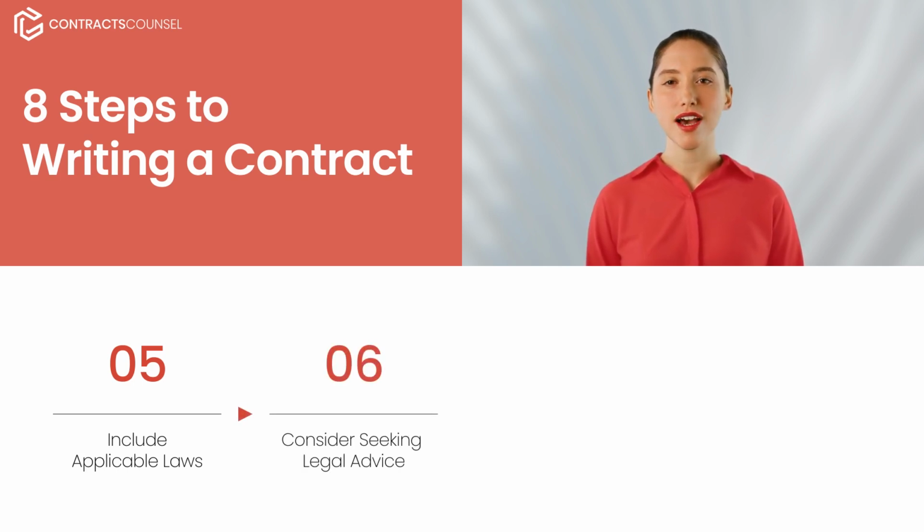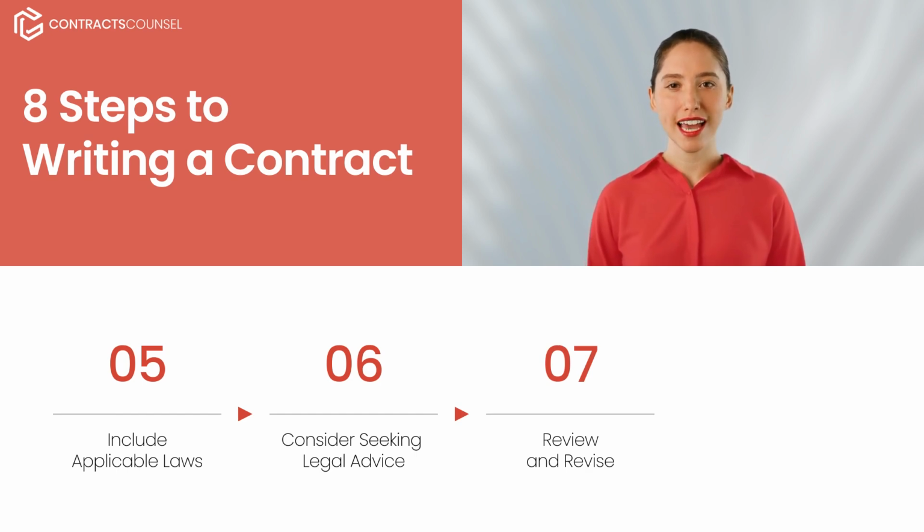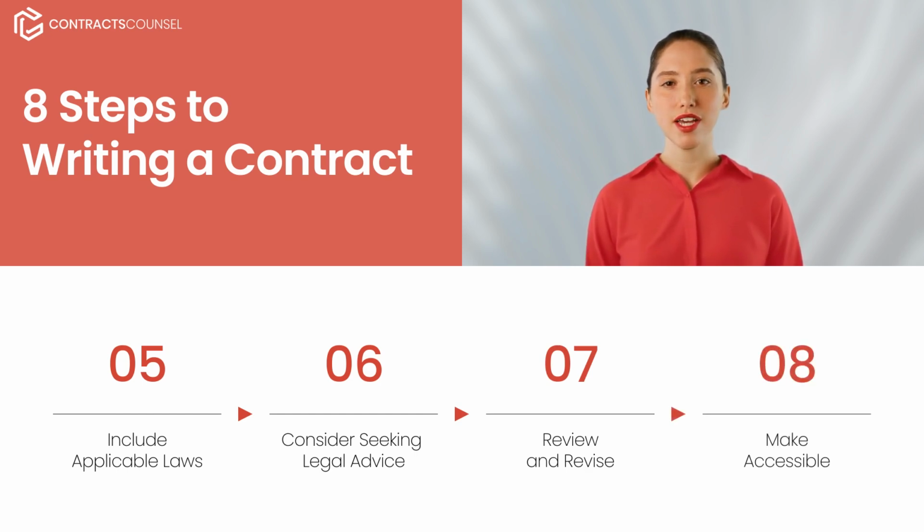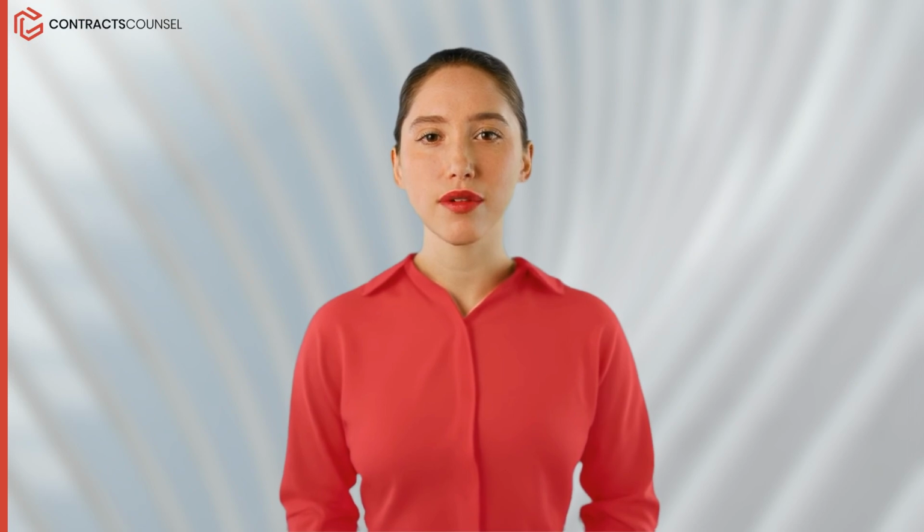6. If you are unsure about anything, consider using Contracts Council's platform to seek advice from an experienced lawyer. 7. Review and revise the contract to make the language clearer and confirm you have included everything needed. And 8. Create a standalone document that can be signed by all parties involved. Writing a contract is a vital step in protecting your interests and setting clear terms for any agreement.